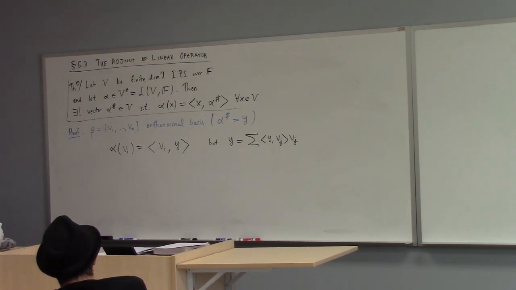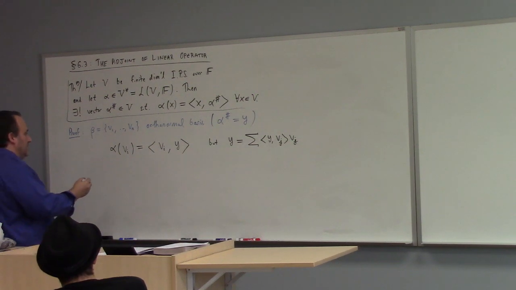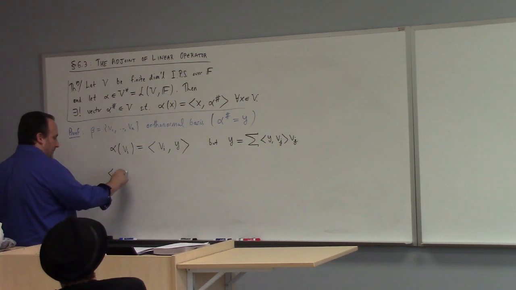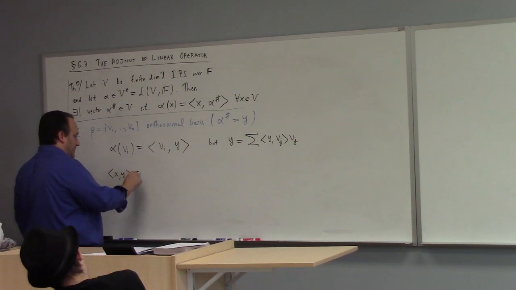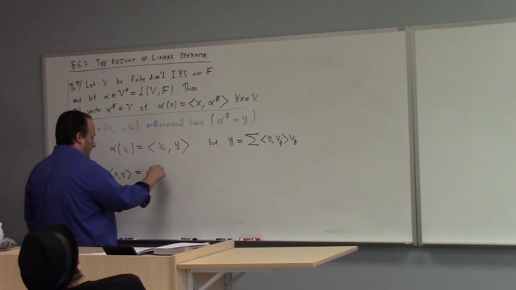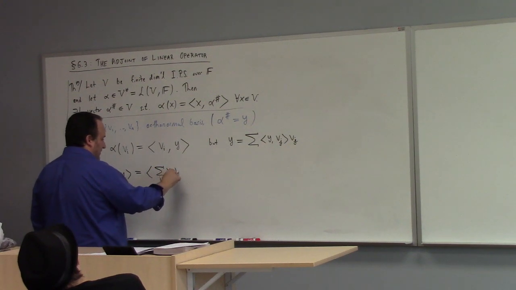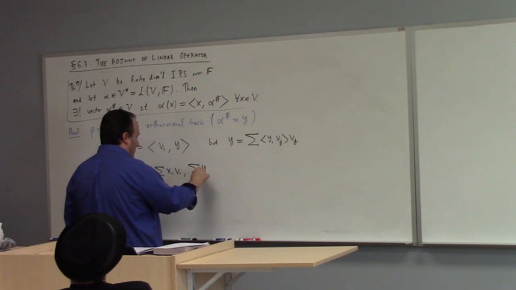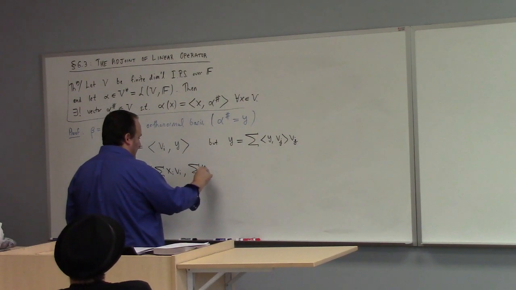How about this? What if we expressed the inner product of x with y? Let's introduce a notation. All right, so here we go. Sum over i of x_i v_i, sum over j of y_j v_j.